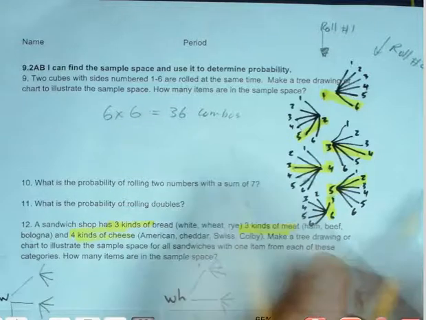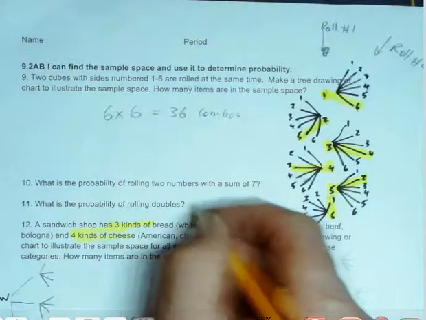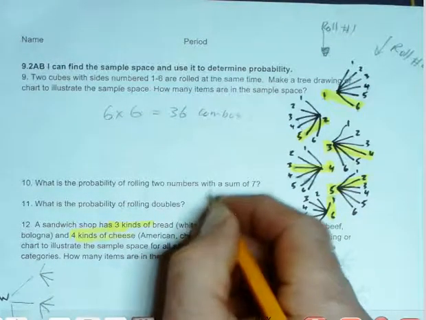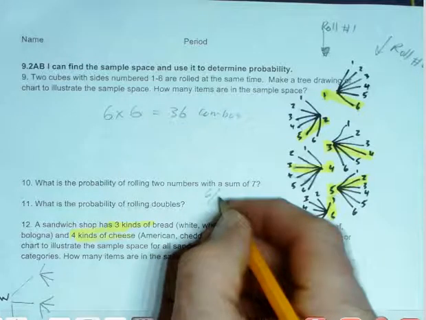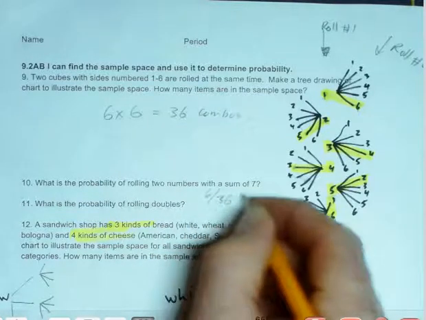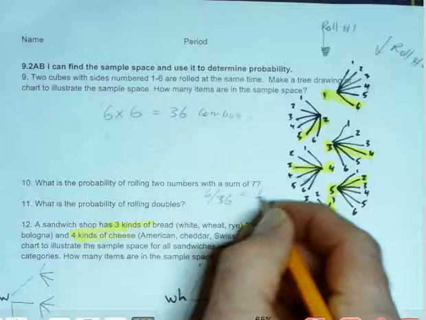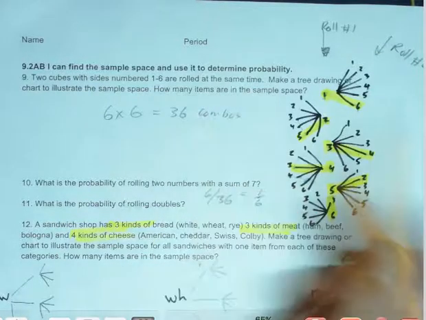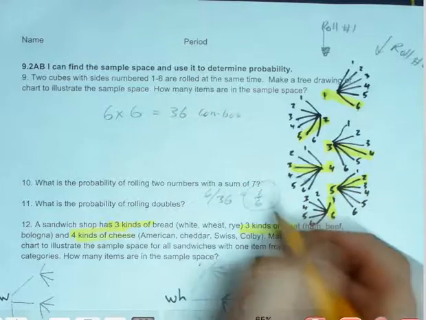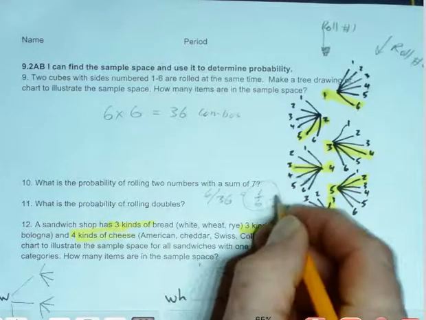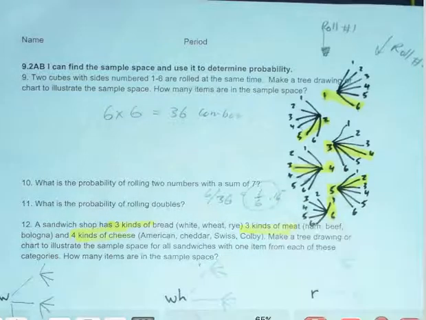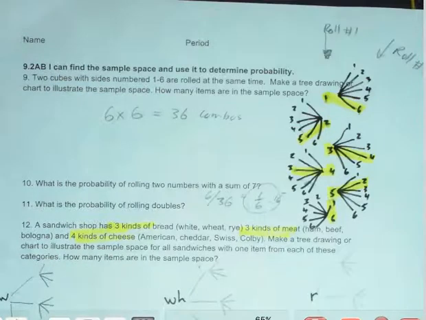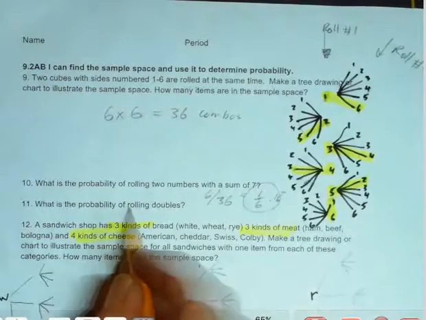So there are a total of 6 of them out of a total of 36. And I can reduce that down to 1/6 as my probability. It doesn't tell us what they want, so I'm just going to leave it as a fraction. I could change that into a decimal, 0.16 repeating. All right. What is the probability of rolling doubles?